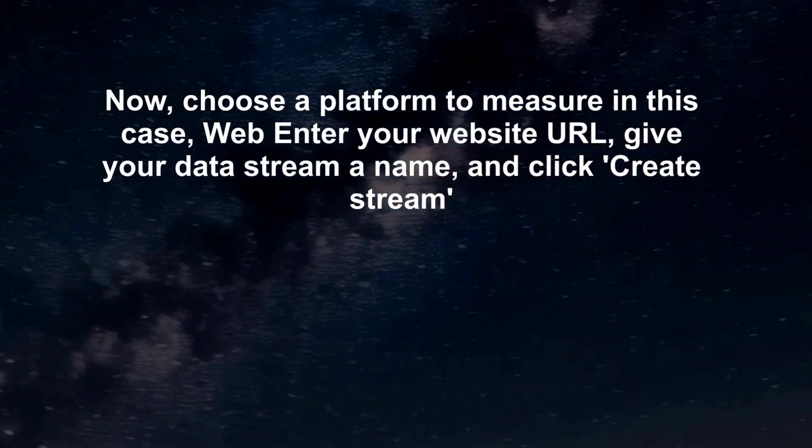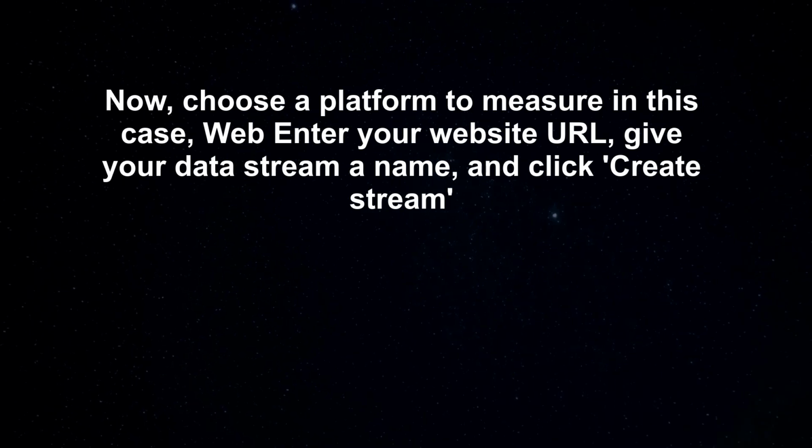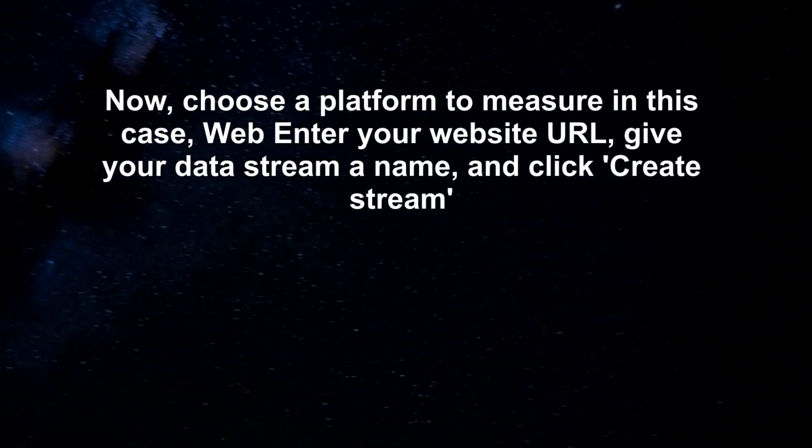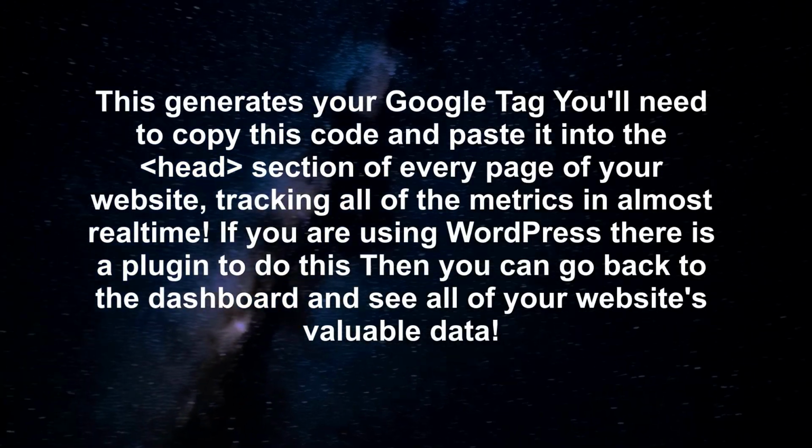Now choose a platform to measure. In this case, web. Enter your website URL, give your data stream a name, and click Create Stream. This generates your Google tag.